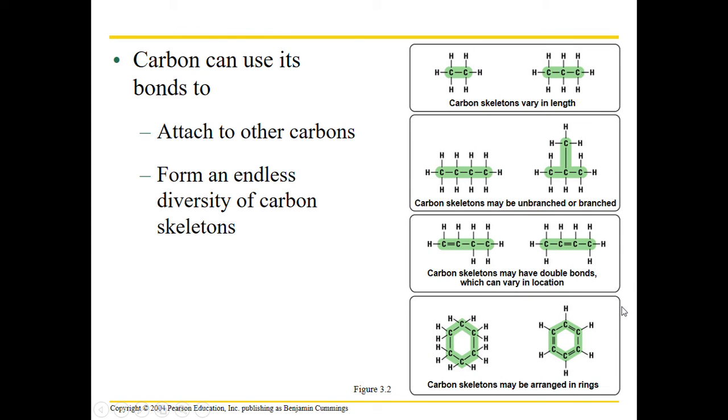Here are different examples of carbon backbones. Carbons attached with lots of hydrogens are right here. And then we have double bonds, which change the structure slightly down here. And then we have ring-based structures, and these are examples of what steroids would look like.